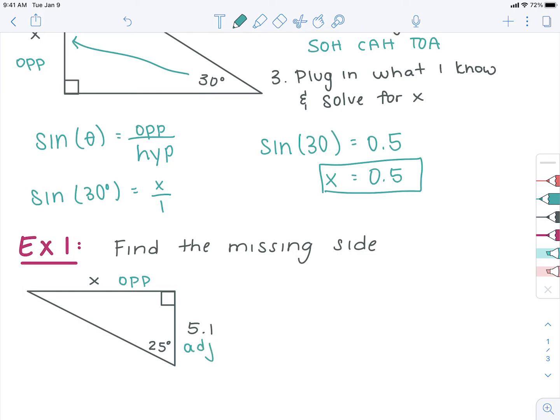So then if I'm using the opposite and the adjacent sides, SOHCAHTOA tells me to use tangent. Tangent is our opposite and our adjacent. So I'm going to say tangent of the angle is my opposite over my adjacent. I'm going to plug in what I know. So I get tangent of 25 degrees equals my opposite over my adjacent.